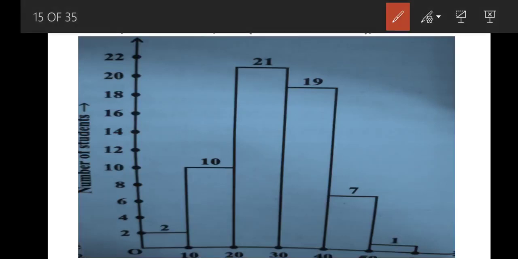You can see here, the number of students has been taken along the y-axis. This is your x-axis, and this x-axis represents the marks of the students. For the 0 to 10 interval, the frequency is 2, so I have marked 2 here. For 10 to 20, the frequency is 10, so I have marked 10. For 20 to 30, the frequency is 21, so likewise I have marked the frequency according to the class interval, and there is no gap between the bars. You can see it very clearly. All the bars are joined to one another. So this is an example of a histogram. This is how you are supposed to make the histogram.